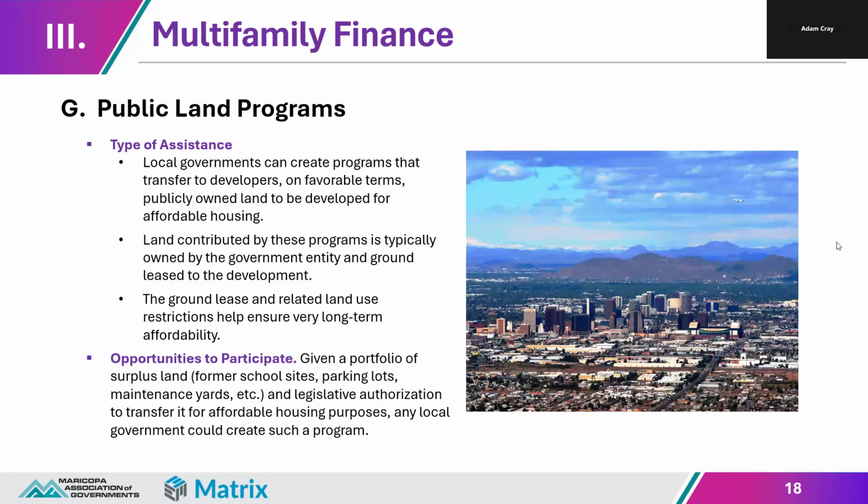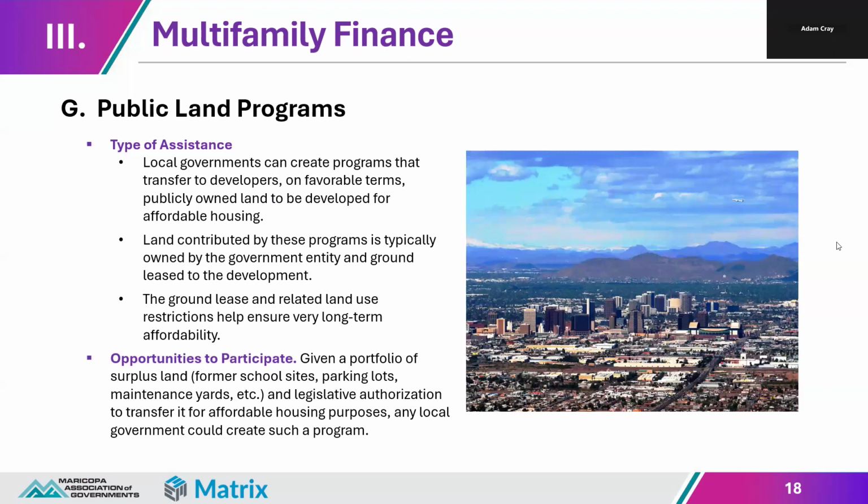Public land programs. So this really is what it sounds like. Local governments often have some surplus land that they're not using. It's things like former school sites or parking lots or maintenance yards. Property that the government owns that it could probably part with for the right reasons.